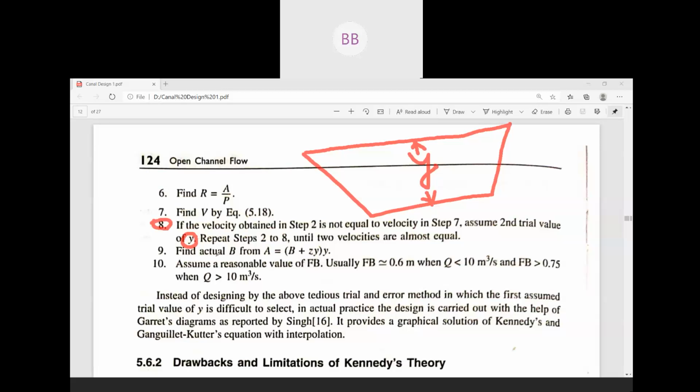Then what you do? In step number 9, find actual B and actual A. Whatever the area and width we have calculated is related to your first trial for a particular depth, because we are going to repeat the trial, and for that particular y, what will be the area we have to find out finally. Area and width of the channel, the process is same. You use the area equation.